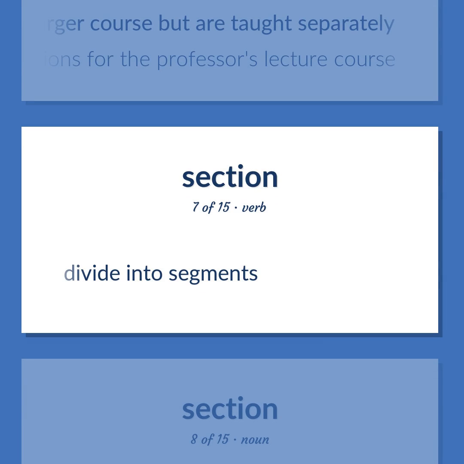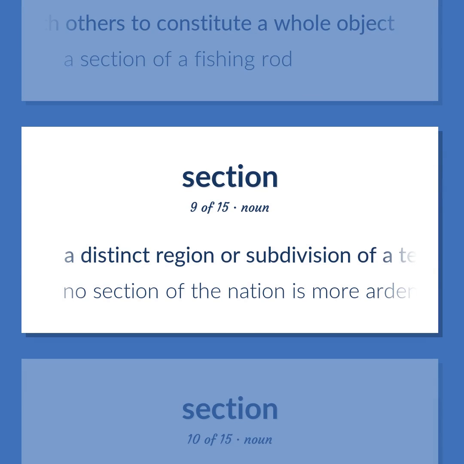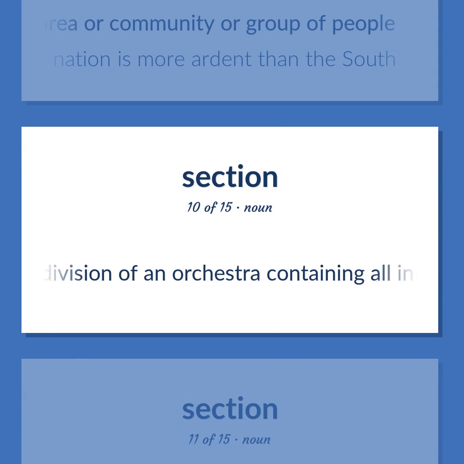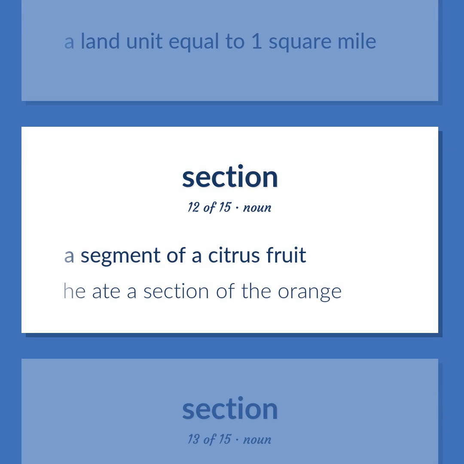Divide into segments. One of several parts or pieces that fit with others to constitute a whole object. A section of a fishing rod. A distinct region or subdivision of a territorial or political area or community or group of people. No section of the nation is more ardent than the South. A division of an orchestra containing all instruments of the same class. A land unit equal to 1 square mile. A segment of a citrus fruit. He ate a section of the orange.